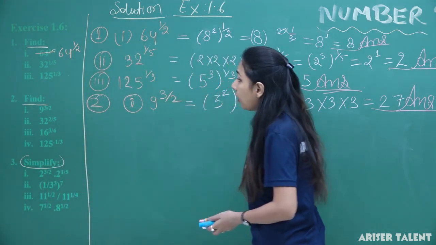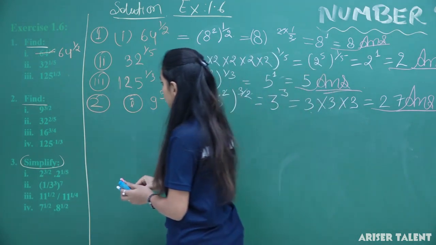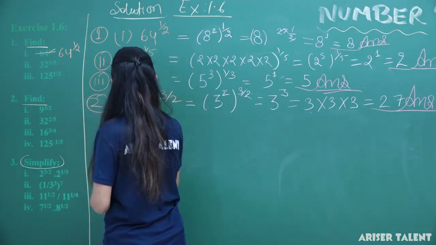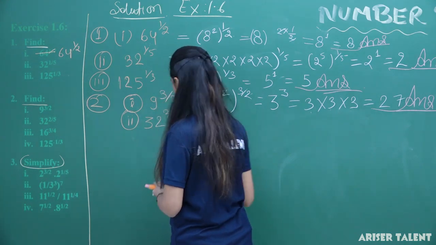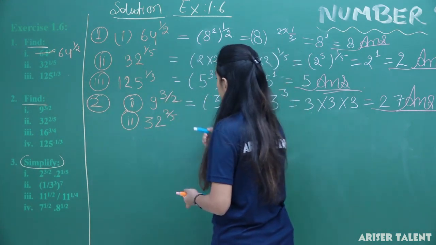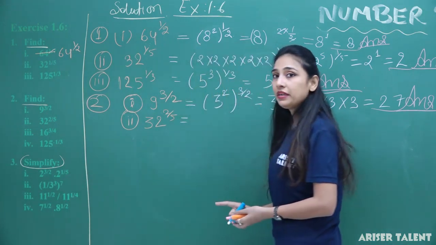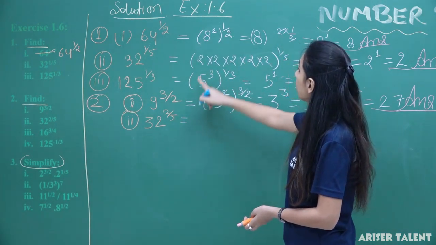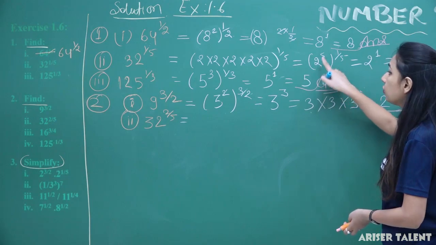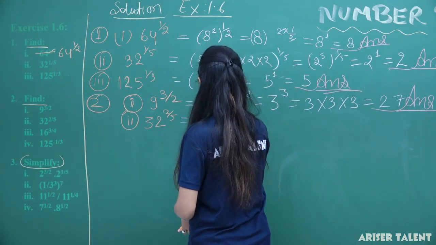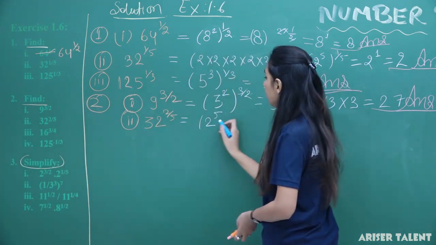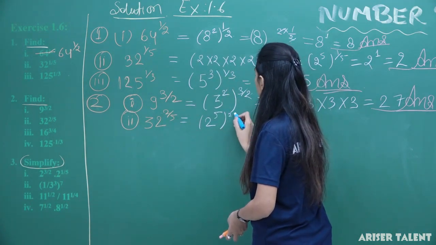Okay, now the second part of this question is 32 raised to the power 2 by 5. Look, 32 can be written as, we have solved it here also, 2 raised to power 5. I can directly put it here. 2 raised to power 5 is 32, and 32 raised to power 2 by 5.